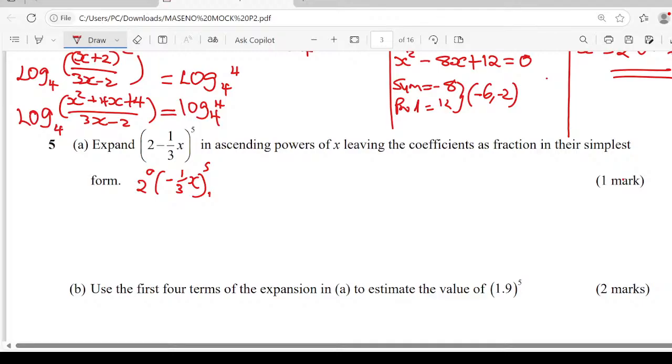Ona huyu ananiuliza ati Mawe inakusaidia wapi sasa? Okay, I'll answer that one later.